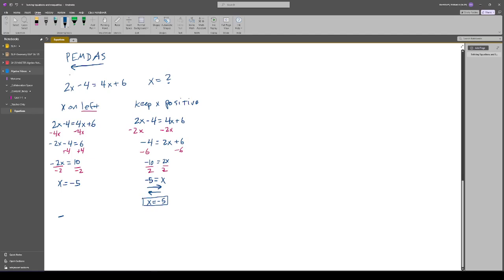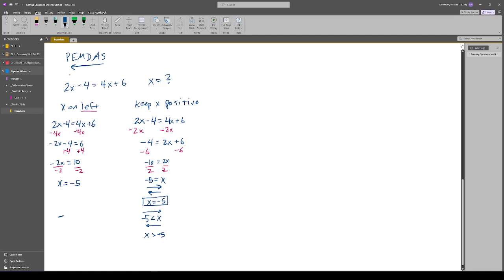This is going to be slightly different when we get to inequalities in a later video, because if I had something like negative 5 is less than x, it looks different when I read it left to right. So reading it this way is negative 5 is less than x, but reading it this way, it says x is bigger than negative 5. So for that, I would write my answer x is greater than negative 5.